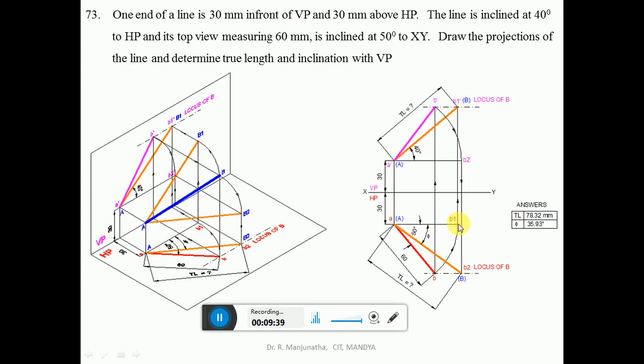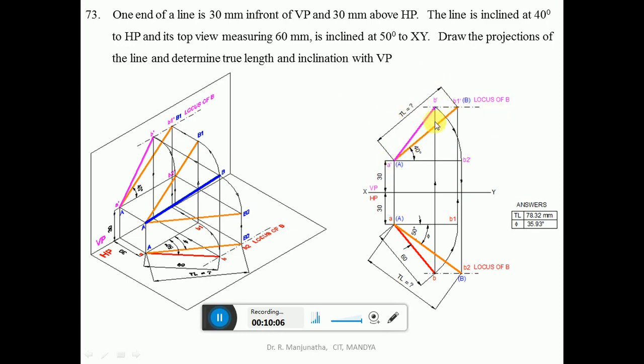Then from B1 draw a vertical projector to the front view, but you don't get the locus here. Then with A dash as center, take the inclination of 40 degrees and draw an inclined line such that it cuts this projector at this point. Since you are drawing a vertical projector from B1, which is cutting at this point, you get this as B1 dash. So now we got the true length here.